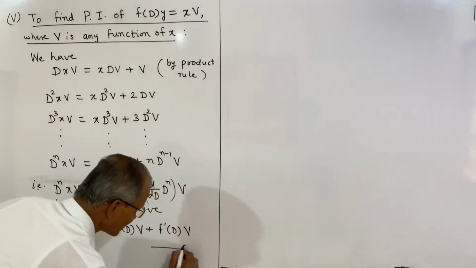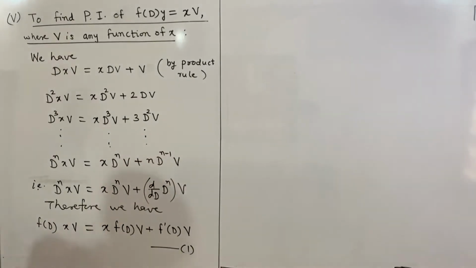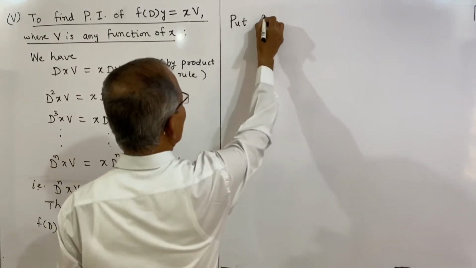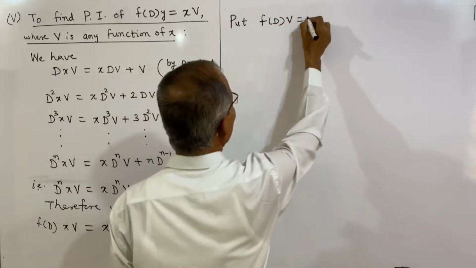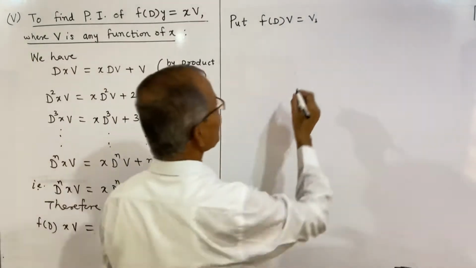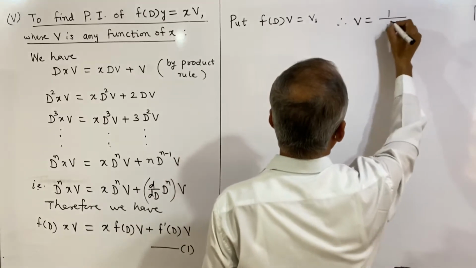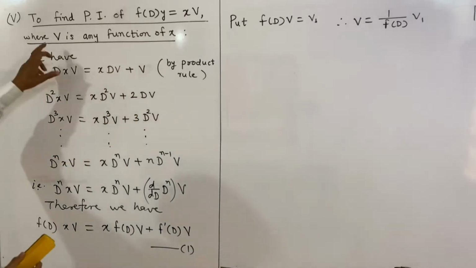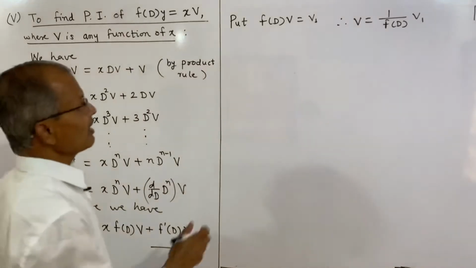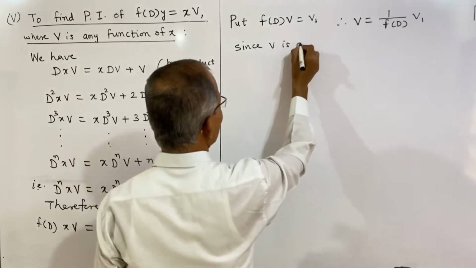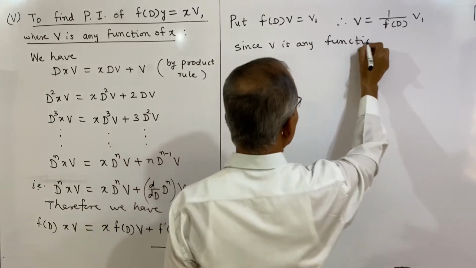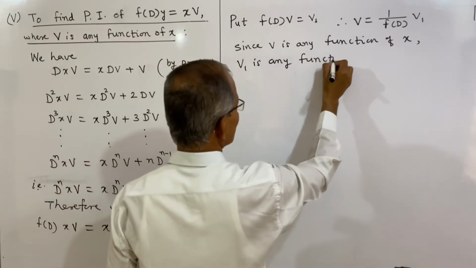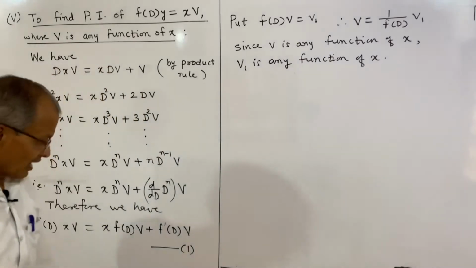Now we shall suppose this as relation 1 or equation 1, and in this equation we shall put f of d into v is equal to v1, and therefore from this v will be 1 upon f of d into v1, where, since v is any function of x, v1 will also be any function of x. Substituting these in relation 1.